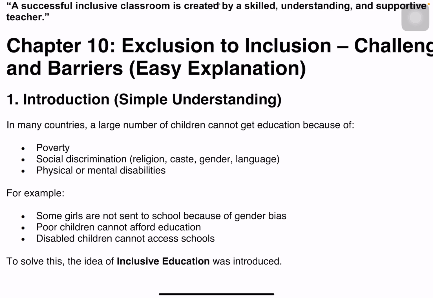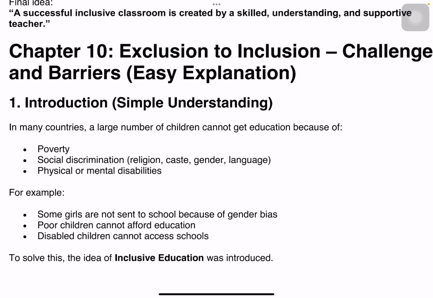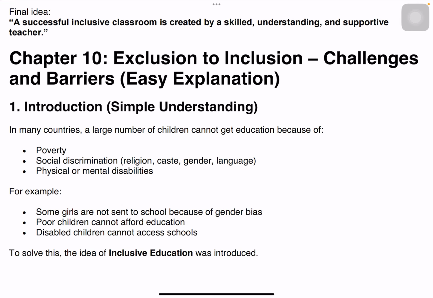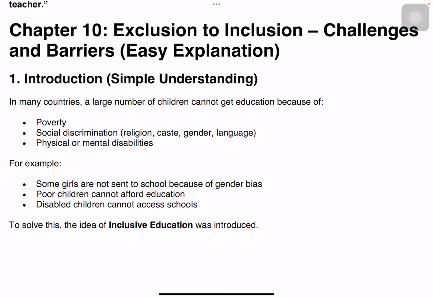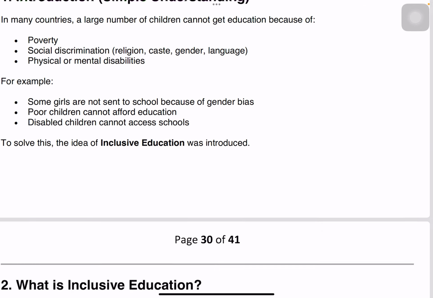Chapter number 10: Exclusion to Inclusion. Challenges and barriers. In many countries, a number of children cannot get education because of poverty, social discrimination, religion, caste, gender, language, physical or mental disabilities. For example, some girls are not sent to school because of gender bias. Poor children cannot afford education. Disabled children cannot access schools. To solve this, the idea of inclusive education was introduced.